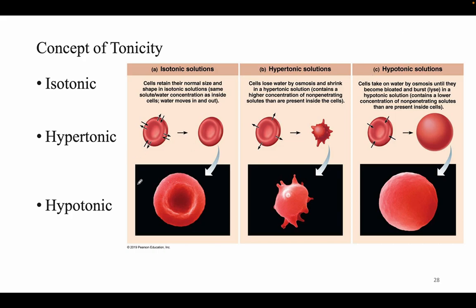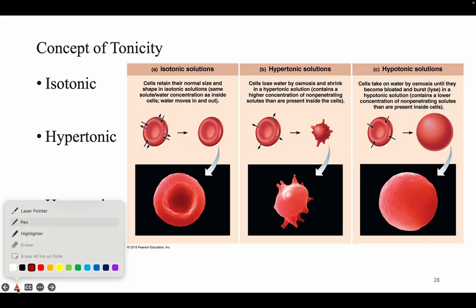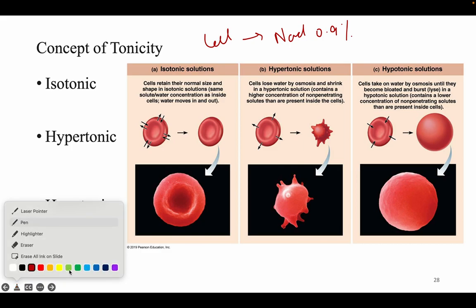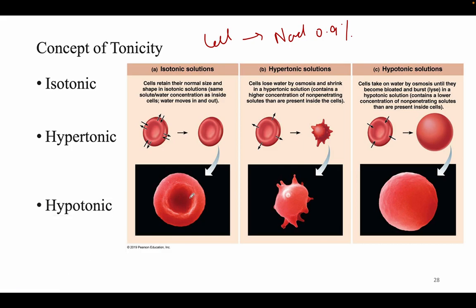Suppose we take a cell, an RBC. The RBC itself has NaCl, sodium chloride, present in the cell, and any cell will have it. The normal concentration of NaCl in human cells is 0.9%. In any cell, NaCl is present in 0.9% concentration. That's normal, and that's true here as well, in the RBC. So the RBC has 0.9% NaCl.